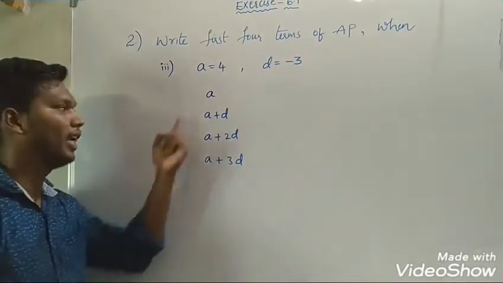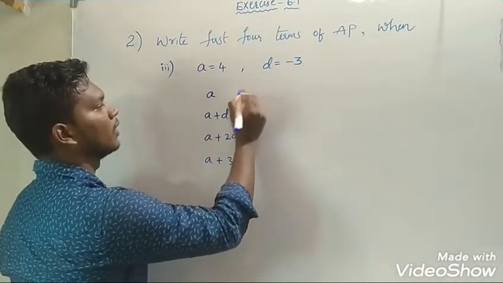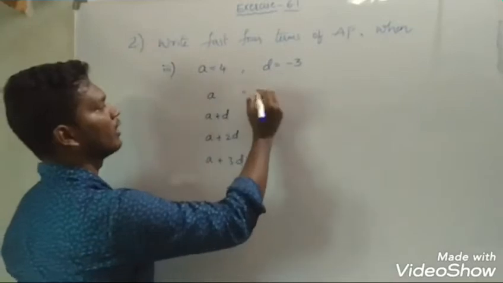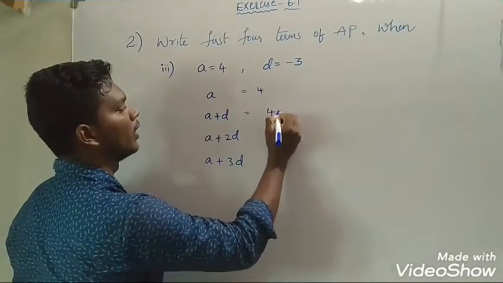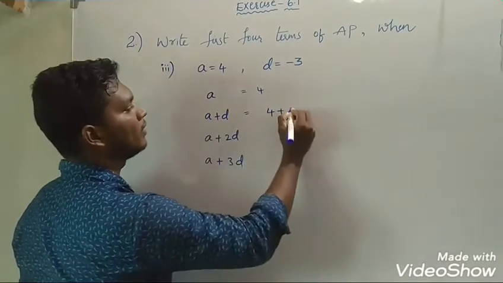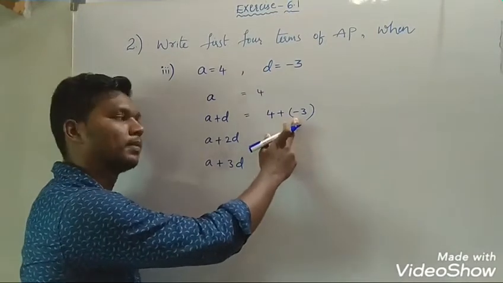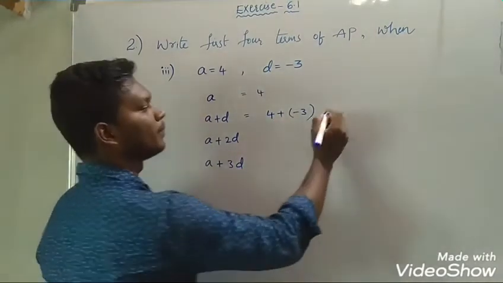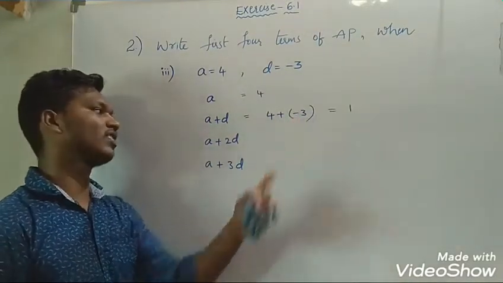This is the general formula: A, A plus D, A plus 2D, A plus 3D. Now substitute the values of A and D. A is equal to 4. So A plus D, friends: the value of A is 4 plus the value of D is minus 3, right? Okay friends, plus into minus is minus. So 4 minus 3 is 1.